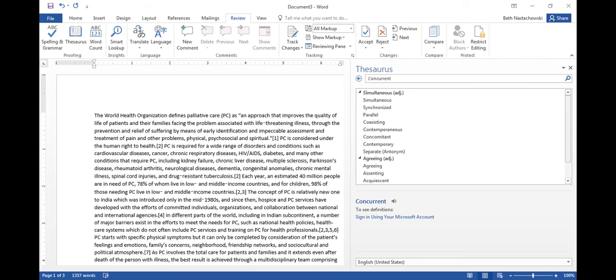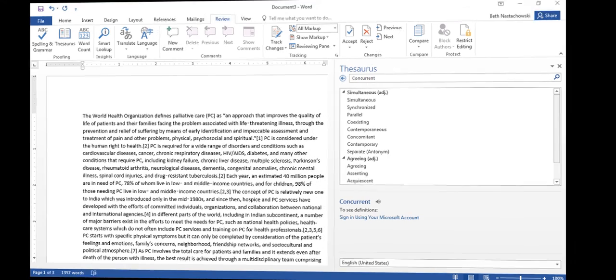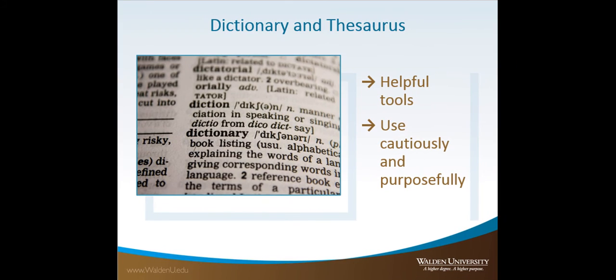Be cautious when choosing a synonym to replace a word, and always make sure to look up the synonym to ensure that it has the appropriate meaning for the context of the sentence. Dictionaries and thesauruses can be helpful tools in academic writing. Just remember to use them cautiously and purposefully for more information about a word.